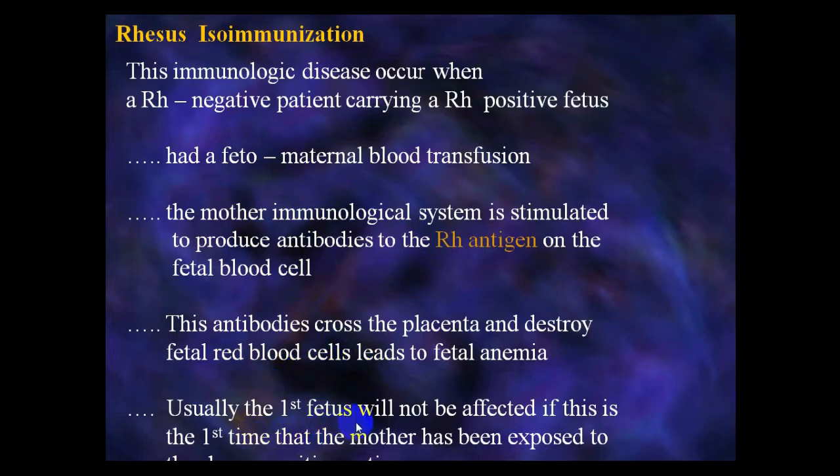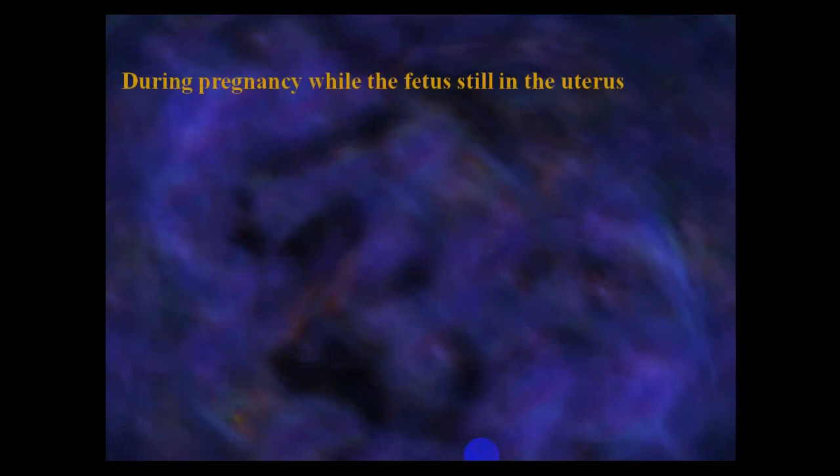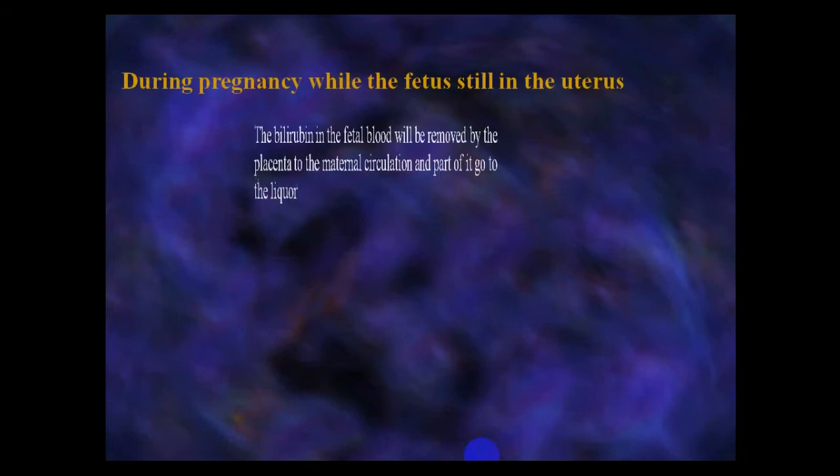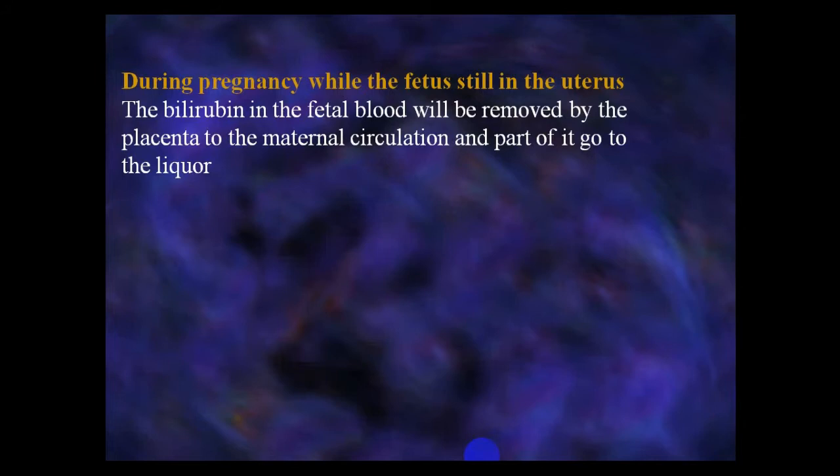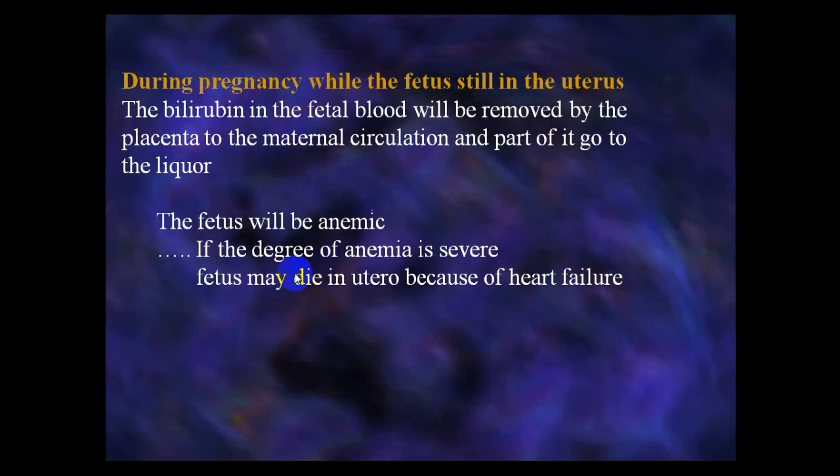Usually the first fetus will not be affected if this is the first time that the mother has been exposed to the Rh positive blood group of the fetus. During pregnancy, while the fetus is still in utero, the bilirubin in the fetal blood will be removed by the placenta to the maternal circulation, and part of it goes to the liquor. The fetus will be anemic. If the degree of anemia is severe, the fetus may die in utero because of heart failure.